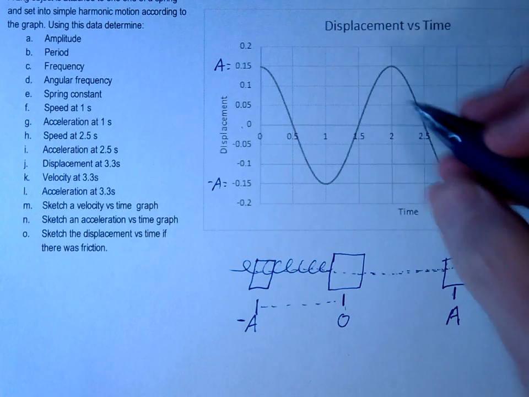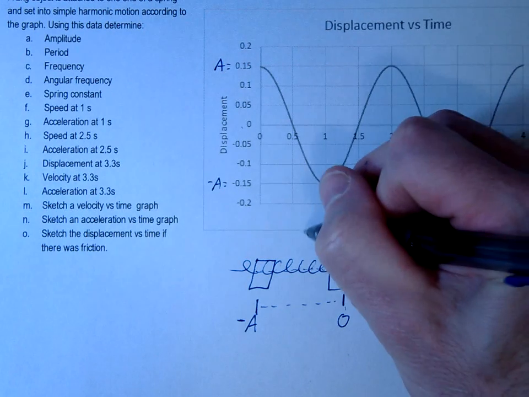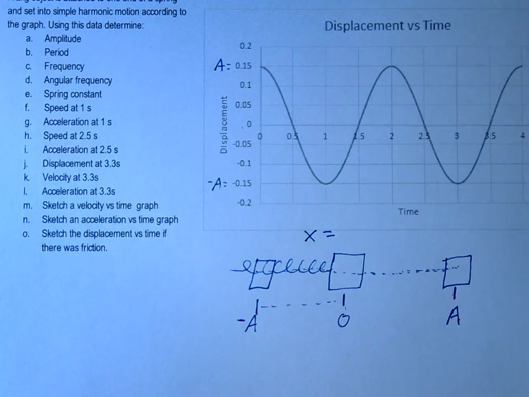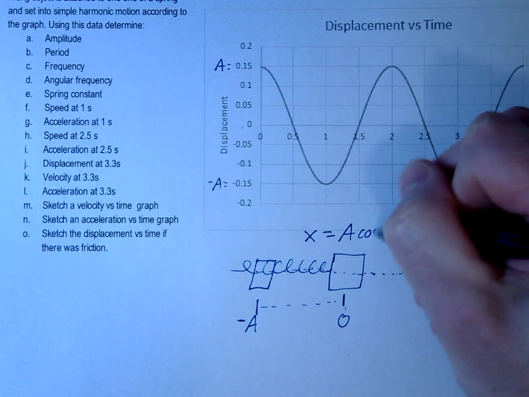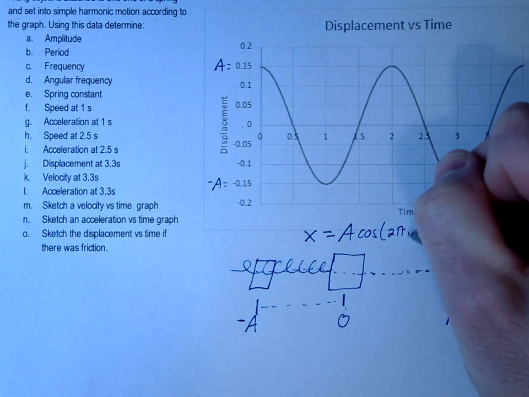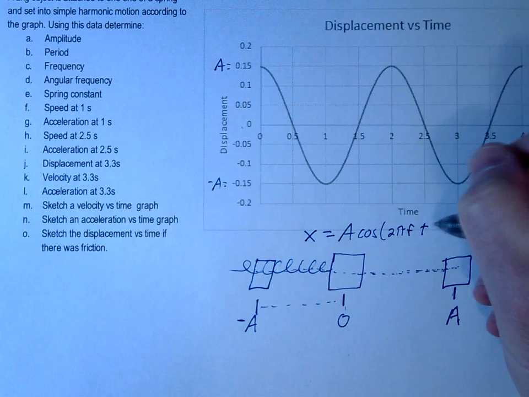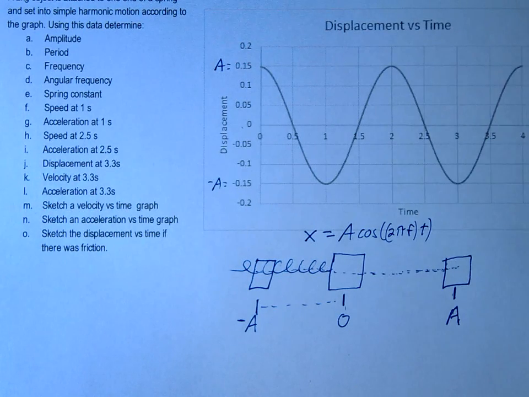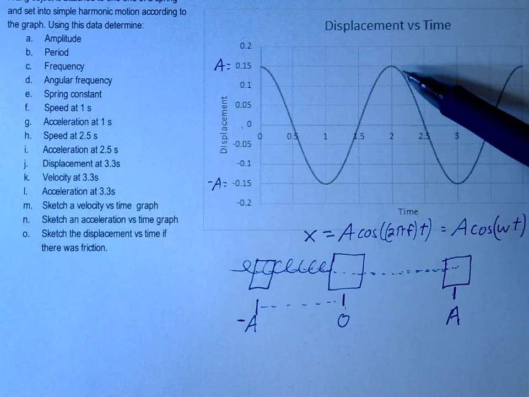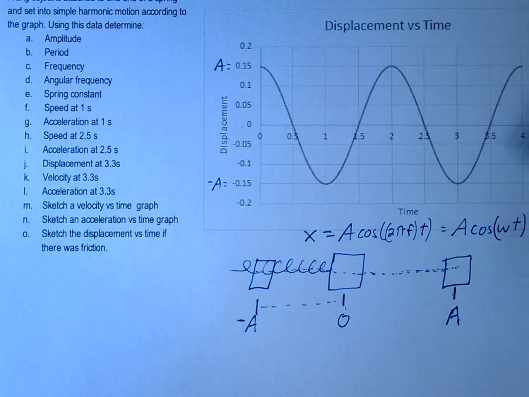If you remember, the equation for this graph looks like this. x equals A cosine of 2 pi times the frequency times our time. 2 pi f times t. And if you recall, 2 pi f is also referred to as the angular frequency, omega. So you could also write it like this. That's a cosine. You can clearly see it's a cosine curve, right? And it's going to repeat every 2 seconds right here. And then it's going to continue, right, in the cycle.